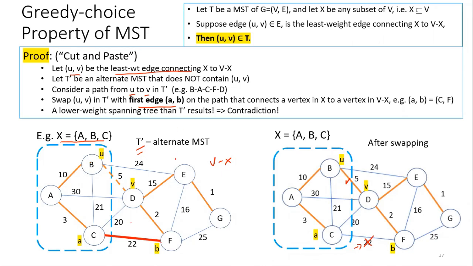Okay, T prime is the alternate MST. And so there must be some point where U and V cross over. So this is the path that is connecting U and V on T prime, and this is the first edge. Well, in this case, there's only one edge. And so this is the edge where you cross over from X to V minus X. And so in T prime, we simply cut this out and replace it with these two.